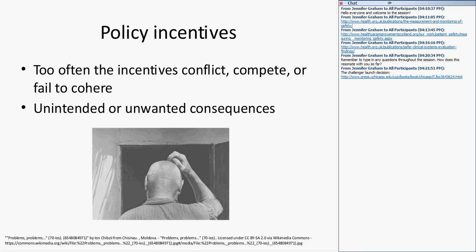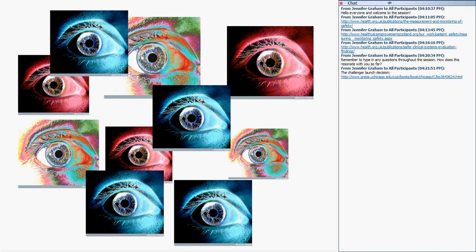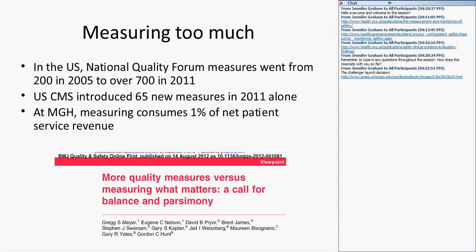You can often get policy incentives that are too many. They can conflict, compete, or fail to cohere and result in unintended or unwanted consequences. And that can include interfering with the ability of organizations to develop a coherent mission and vision of their own. This is called the problem of many eyes, and basically it is a major problem for healthcare organizations because they end up having basically too many masters.